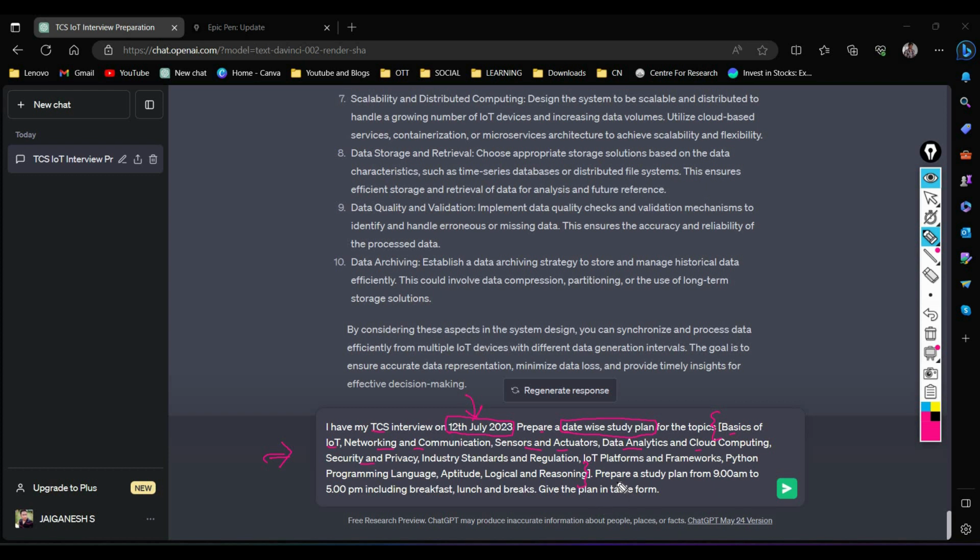And I'm instructing my ChatGPT to prepare a study plan from 9 a.m. to 5 p.m. By this prompt, I'm telling ChatGPT that I am able to prepare from 9 to 5 in a day, which includes breakfast, lunch, and all the breaks. I'm also asking my ChatGPT to give the response in table form, so that I don't want to recreate or put this particular data in a separate format. I'm asking it to give it in a proper format. So now let's see what ChatGPT has for us.